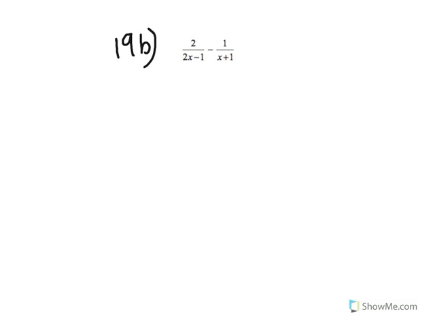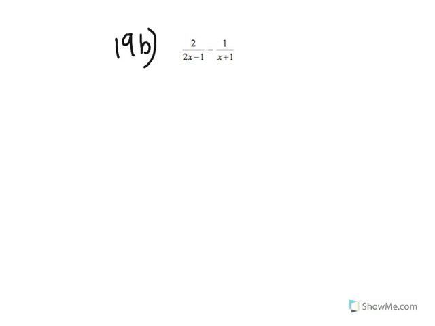Question 19b is asking us to simplify this expression, and it's a bit more complicated, but I'll get you through it. You can't just subtract two fractions because they don't have the same denominator, so you need to develop a same denominator. How do you do this? You can do this by cross multiplying. You multiply opposite numerators by opposite denominators, and then you multiply both the denominators together. So it kind of looks like this, sorry for the bad drawing.